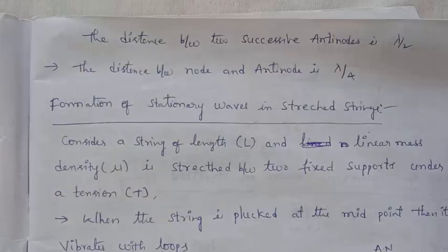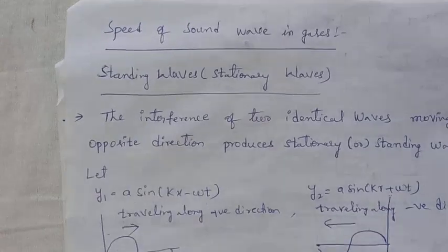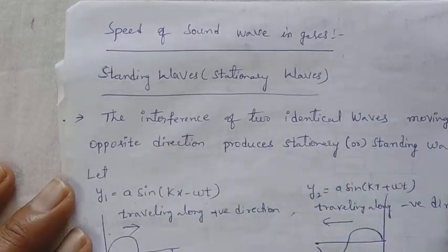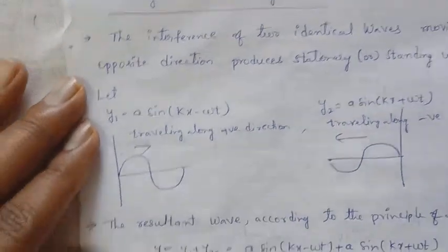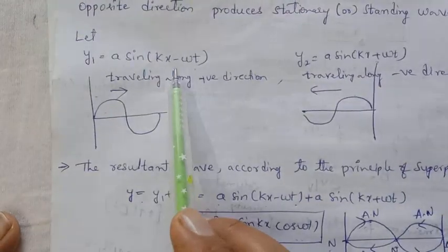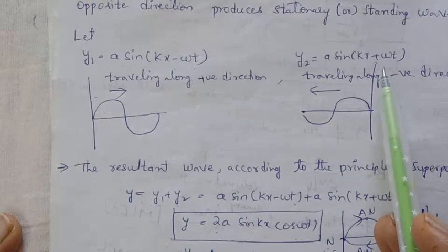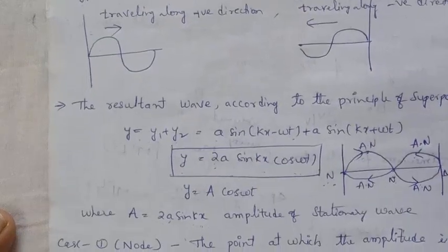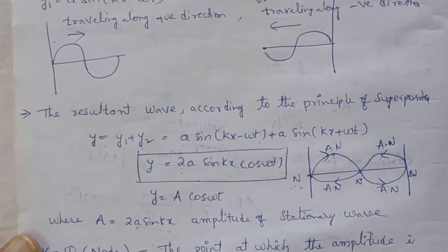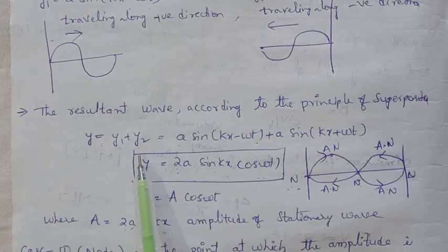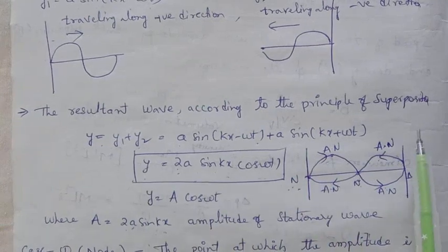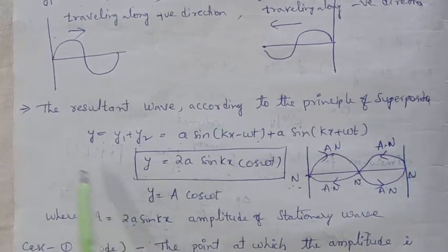Okay. So I will once recall the standing waves. The interference of two identical waves moving in opposite directions produces stationary or standing waves. If it is moving in the positive direction, I will take the minus; for the negative direction, I will take the plus. If these two interfere according to the superposition principle, y is equal to y1 plus y2. The algebraic sum of the individual displacements is the definition of the principle of superposition. So then you can apply it here.